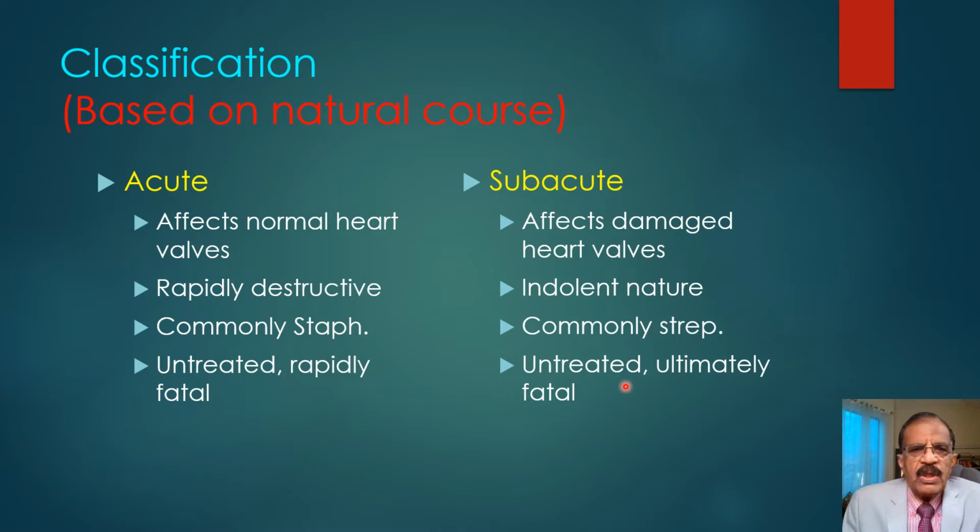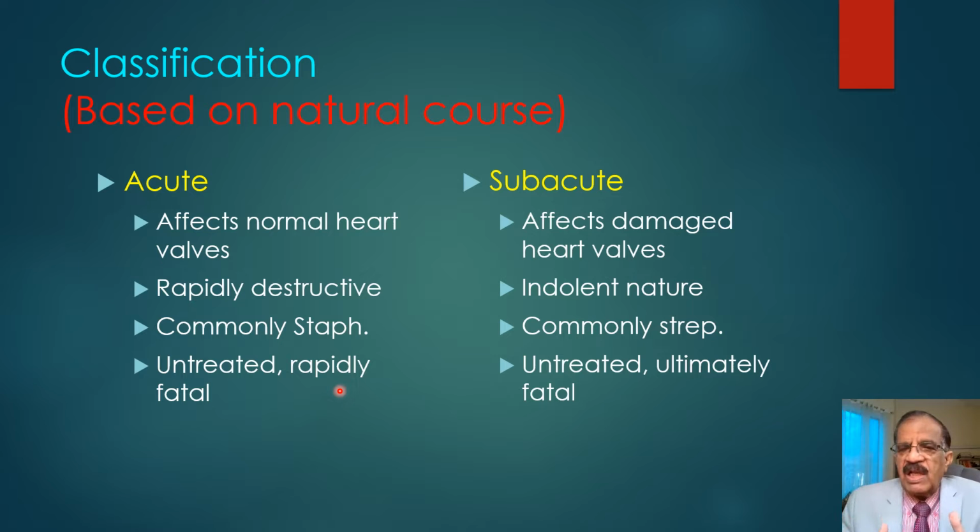Then acute endocarditis can affect normal heart valves. Somebody with no underlying heart disease can have endocarditis. Usually this develops in some specific situations, and we will discuss that in one of the slides. It is usually rapidly destructive. Why? Because the very fact that these organisms have settled in a normal heart means that these organisms must be very virulent. And commonly, these organisms are Staph aureus or Staph epidermidis. So that is why this condition is relatively difficult to treat. And if untreated, it would lead to death in a relatively short period of time as compared to subacute.